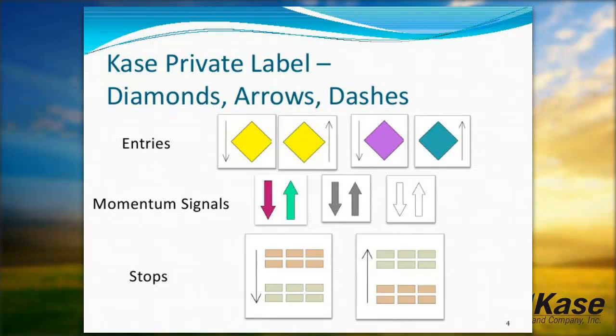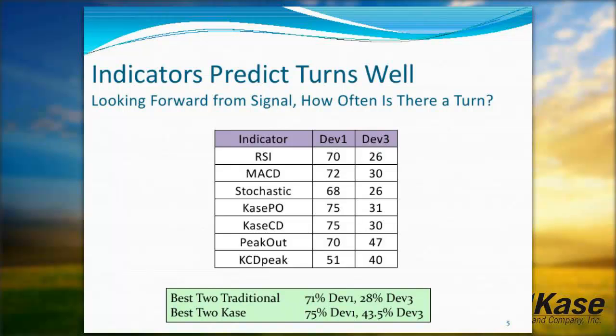Now, one of the other things that I wanted to point out that people talk about is our momentum indicators, our momentum signals: the divergences, the peak outs, the P and the K, the KCD peaks, or the arrows in KaseX. And a lot of people ask me why we do not use those as entry signals. And these are the statistics. This is the study that proves why we do not use momentum signals alone as an entry signal.